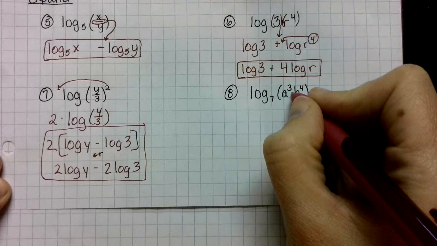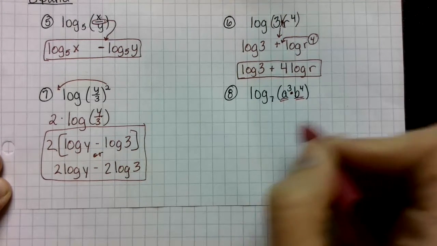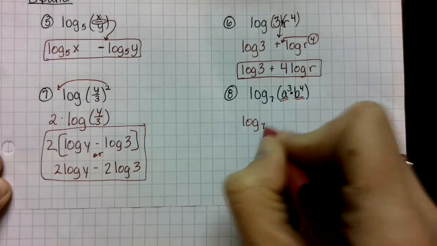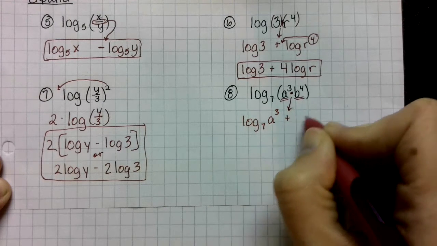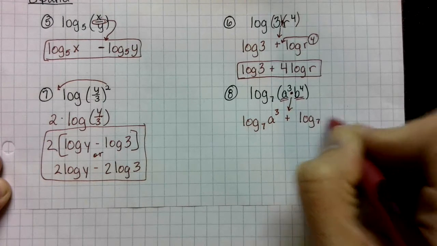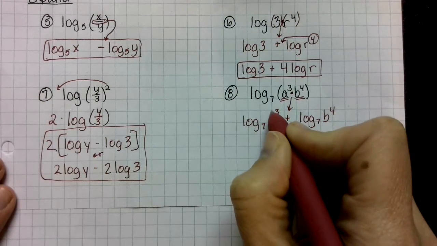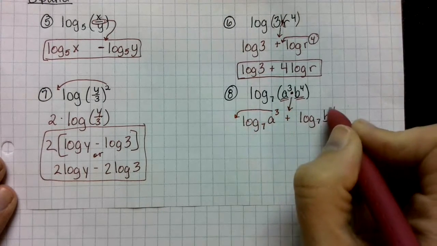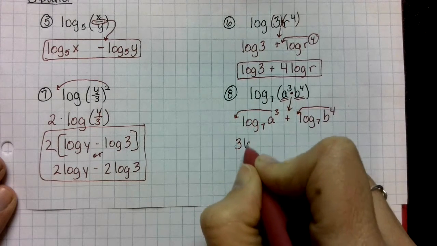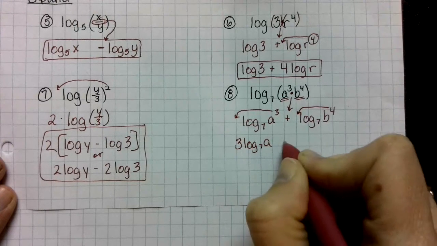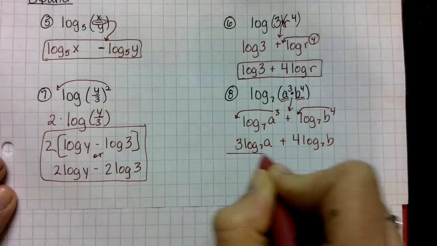So for the last one now, I have a cubed times b to the 4th. So I have 2 separate things being multiplied. So I'm going to have log base 7 of a cubed. Multiply means plus. Log base 7 of b to the 4th. So my base never changes. Now I can use the power rule and move the 3 to the front of its term and the 4 to the front of its term. So 3 log base 7 of a plus 4 log base 7 of b.